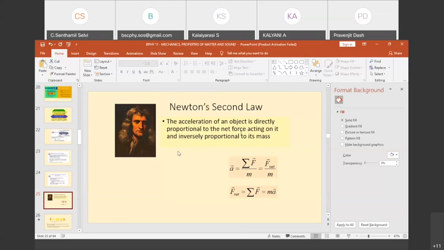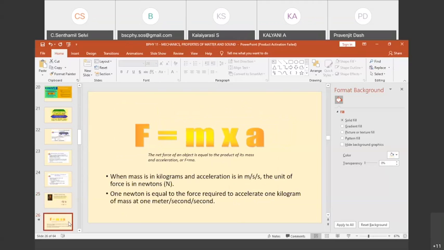So, acceleration of an object is directly proportional to the net force acting on it, and inversely proportional to its mass, that is 1 by m. F is equal to m into a. Therefore a is equal to F by m. So f net is equal to sigma F is equal to m into a, or the net force on an object is equal to the product of mass and acceleration.